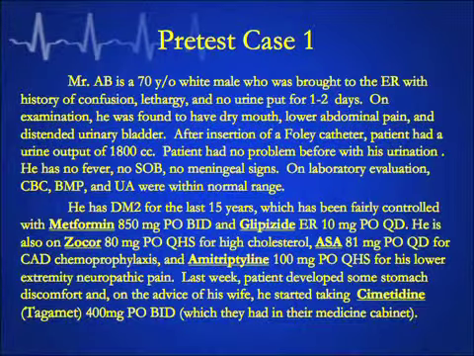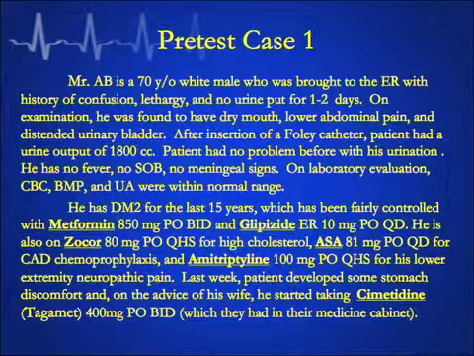Okay, this year we put a couple of questions just at the beginning of the lecture, as pre-test cases. Mr. A.B. is a 70-year-old white male who was brought to the emergency room with history of confusion, lethargy, and no urine output for 1 to 2 days. On examination, he was found to have dry mouth, lower abdominal pain, and distended urinary bladder. After insertion of a Foley catheter, patient had a urine output of 1800 cc. Patient had no problem before with his urination.